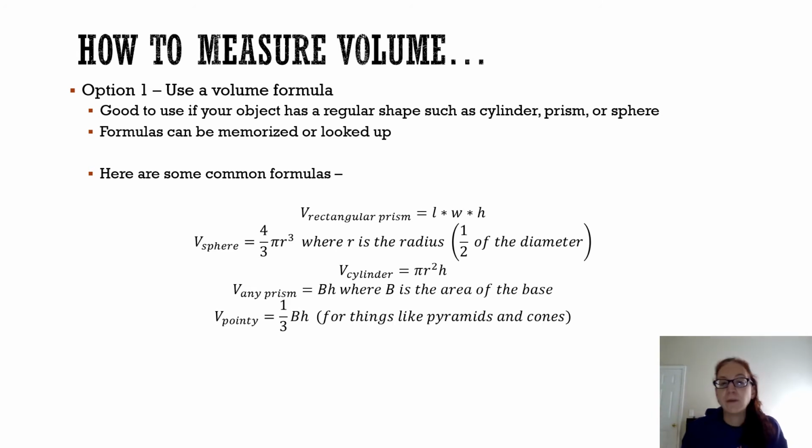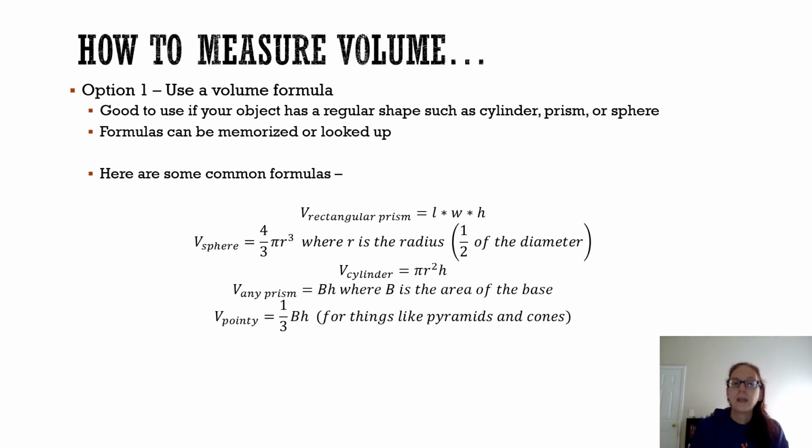The formula for the volume of a cylinder is pi r squared h, again, where r is the radius of the cylinder, and that's half the diameter. Probably the same thing: you would be measuring the diameter, and then you would have to cut it in half before you plugged it into the formula.